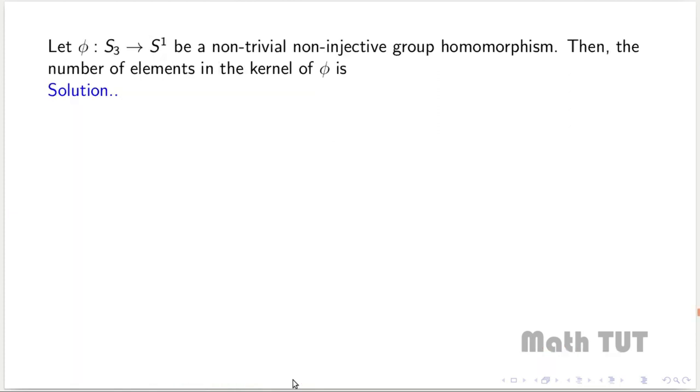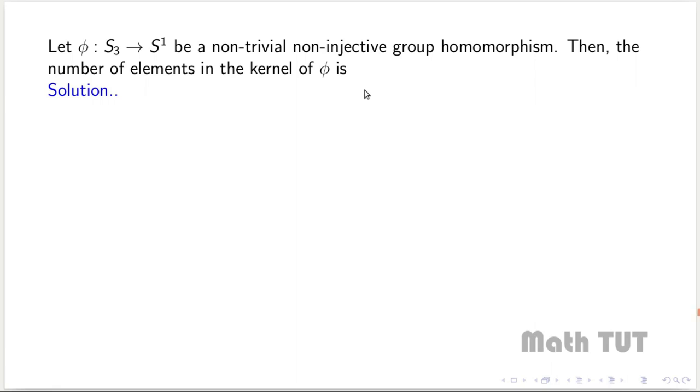Okay, so the next problem we have is: let phi be a mapping from S3 to S1, the circle group under multiplication of complex numbers, which we have seen in the last problem. We are given that phi from S3 to S1 is a non-trivial, non-injective group homomorphism, and the question is: the number of elements in the kernel of phi is what?